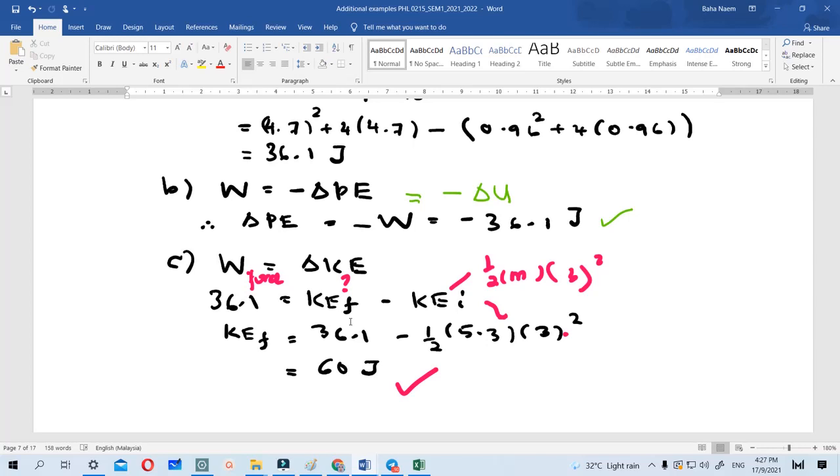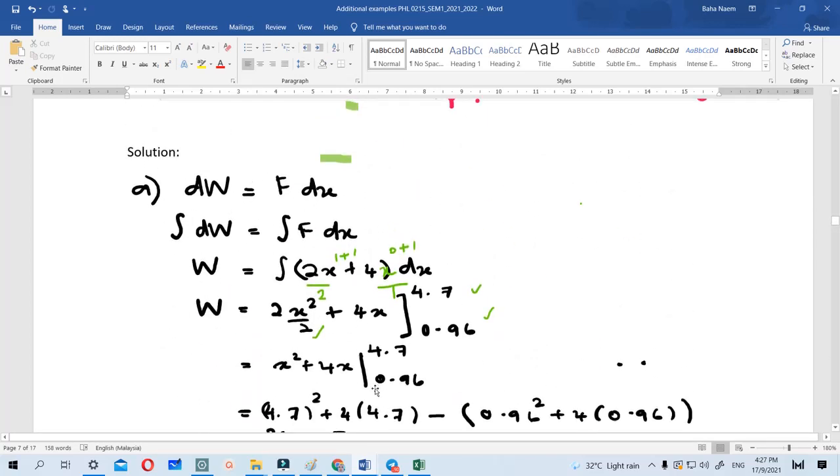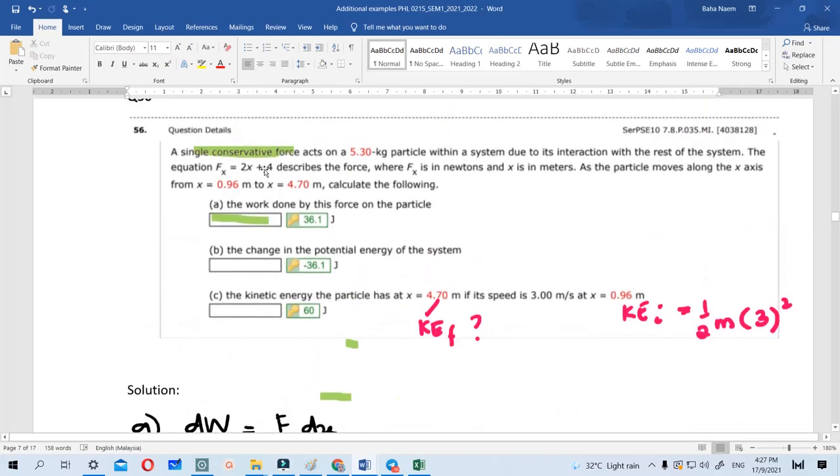But the key element to understand about the work here is, which work? You might get confused. The work that you have calculated is based on the force you are talking about. So this one, the force is this one. So what is the work by this one?